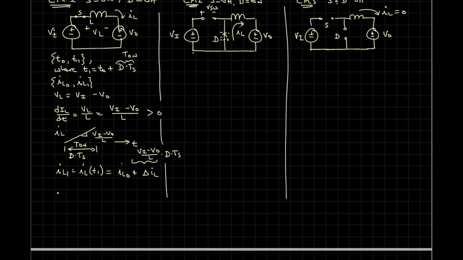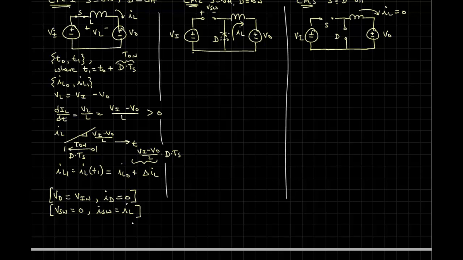The other thing we can note is that V diode is equal to V in during this time. Okay? And of course, V switch is equal to 0 during this time. ID is equal to 0 as well. And I guess we should write that I switch is equal to IL during this time.